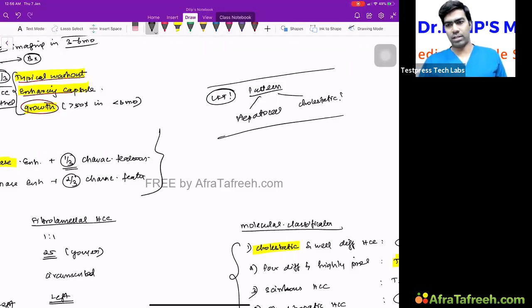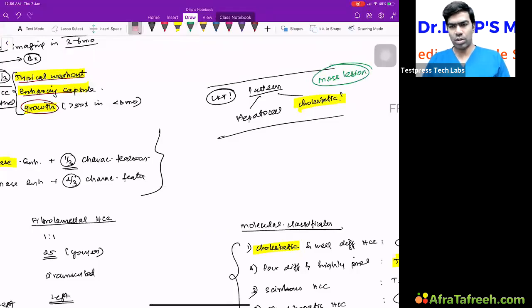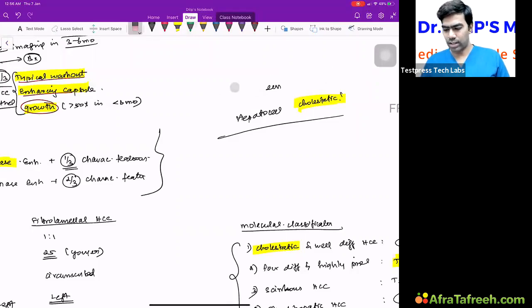LFT in a patient with HCC. Of course, LFT will be determined by the underlying cirrhosis. That is different. But cholestatic pattern is the commonest one. Any mass lesion in the liver, which we have discussed already, will produce a cholestatic pattern. We have told you multiple times. There's no doubt about that. So there's no need to unnecessarily break your head on that.